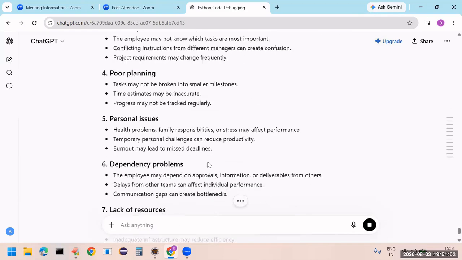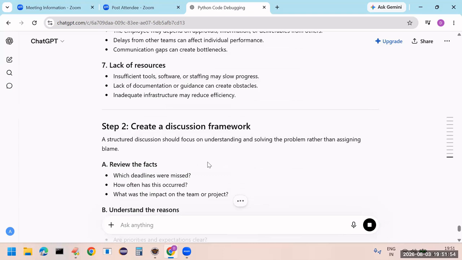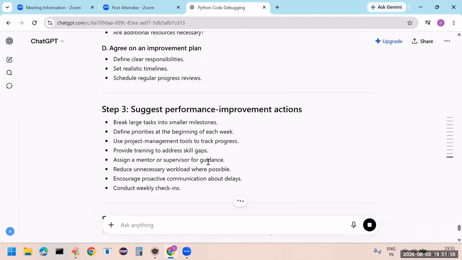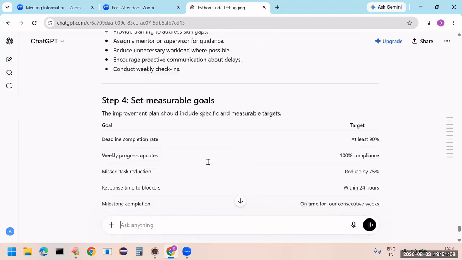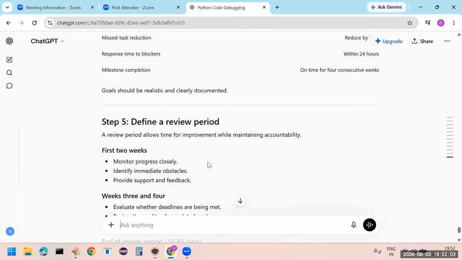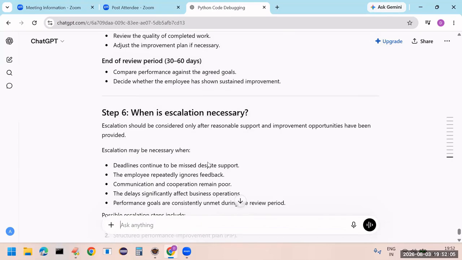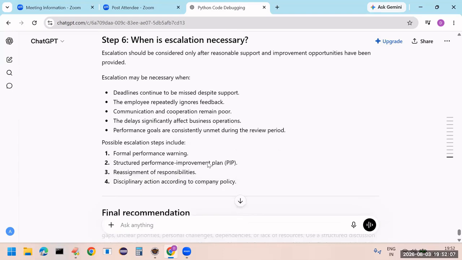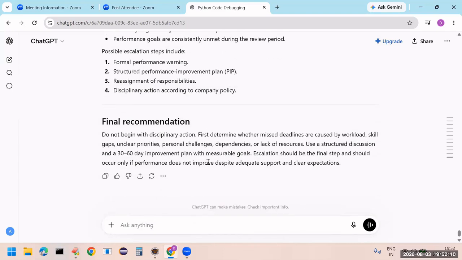Workload, skill gap. Step 2, create a discussion framework. Suggest performance improvement actions. Set measurable goals. Define a review period. When escalation is necessary. Final recommendation. Like that, it is giving the complete explanation of how we have to do that. Understood, friends? Please confirm.